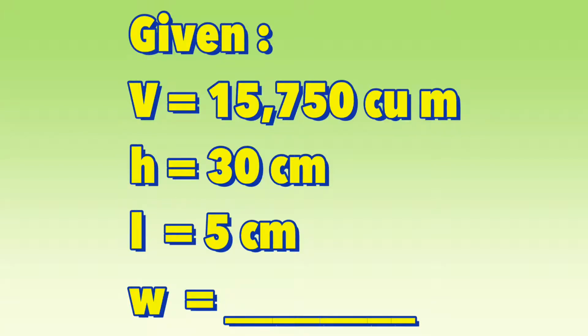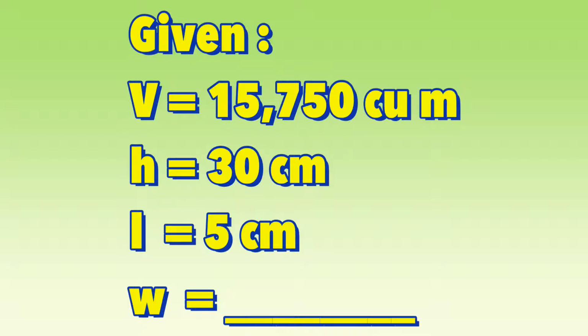Okay, we have to solve now number 2. And number 2, the given is volume 15,750 cubic centimeters, and the height is 30 centimeters, and the length is 5 centimeters, and we're going to find the width. So in this situation, we can determine that the given pyramid is a rectangular pyramid, while in number 1 a while ago it is a square pyramid, because the given base is a square base side.